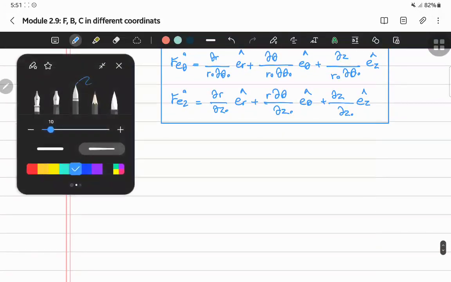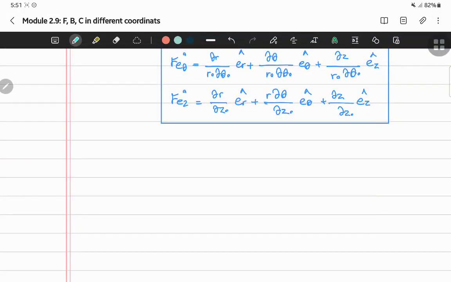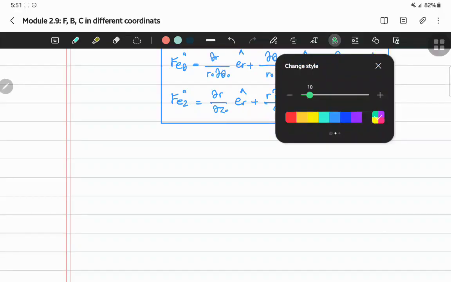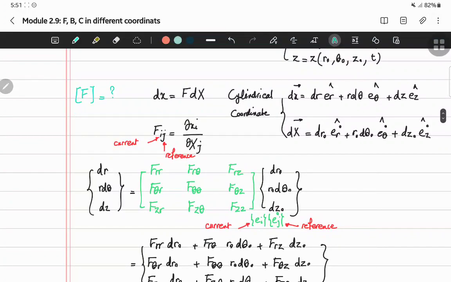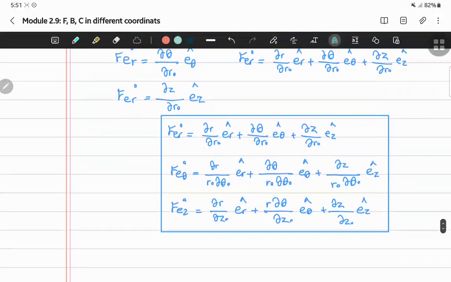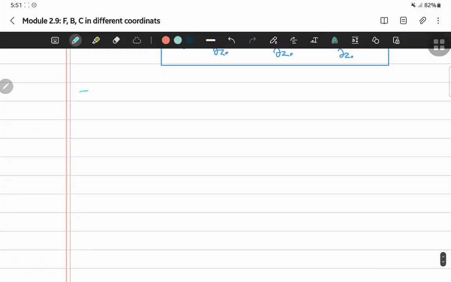Now let's find F transpose. So I may change the color in here. All right, so we also need F transpose. Why? Because B is equal to F F transpose, or for example, C is equal to F transpose F. So far we calculated F, but we also need F transpose.